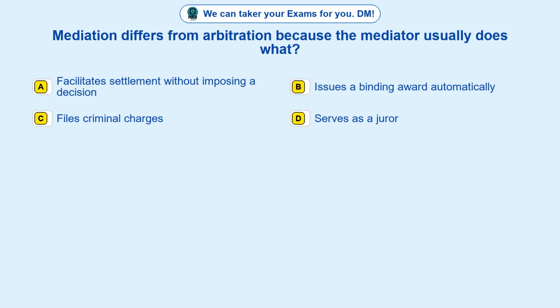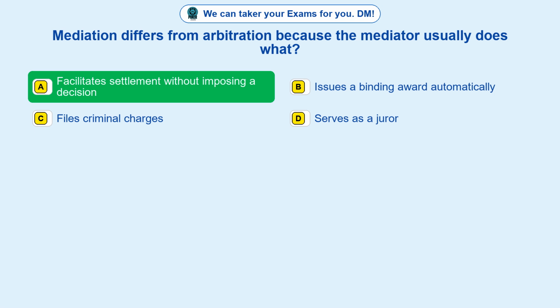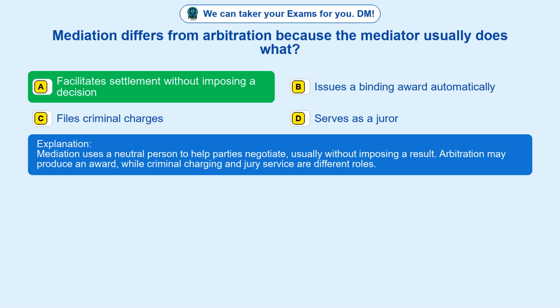Question 33. Mediation differs from arbitration because the mediator usually does what? Option A, facilitates settlement without imposing a decision. Option B, issues a binding award automatically. Option C, files criminal charges. Option D, serves as a juror. The correct answer is option A. Facilitates settlement without imposing a decision. Mediation uses a neutral person to help parties negotiate, usually without imposing a result. Arbitration may produce an award, while criminal charging and jury service are different roles.